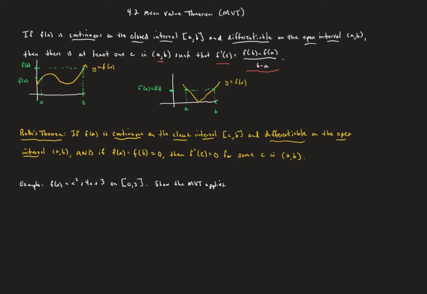Visually, what that means is if we have this yellow graph here from A to B, which we can see is continuous and we can see is differentiable because there's no corners or cusps or sharp turns. Then f of b minus f of a over b minus a is the slope of that line between the points a, f of a, and b, f of b. The mean value theorem says there must be tangent lines with the same slope, parallel to that secant line, somewhere between A and B.